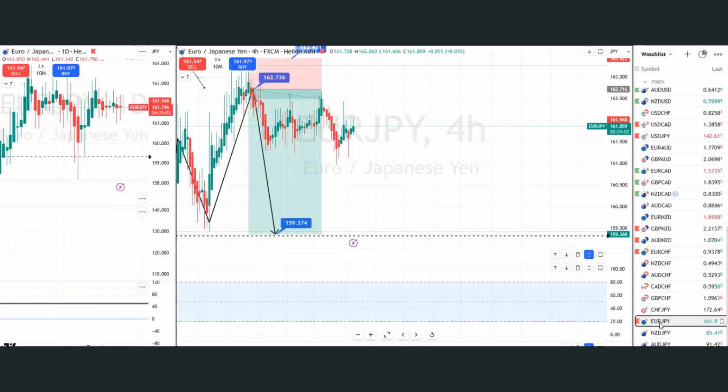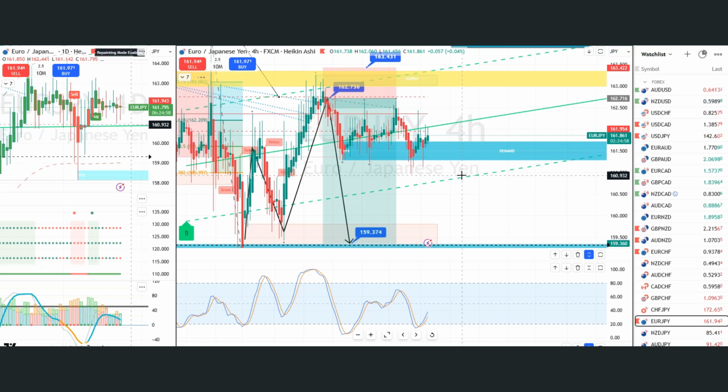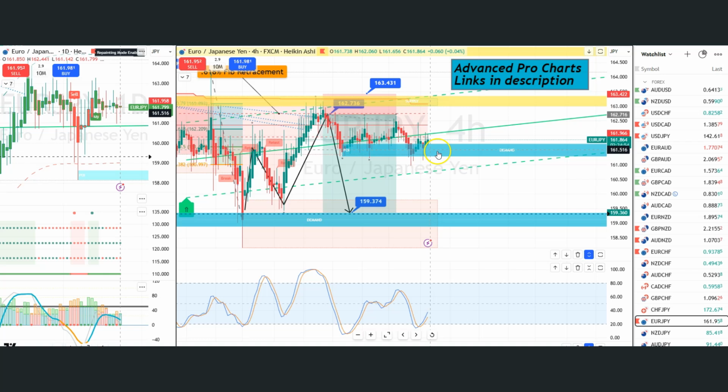Now Euro Yen is still valid, but the Yen futures is just not moving. So this is now mixed, to say the least. You can take it off if you wish. There are better trades we had. New Zealand Canadian, bit of a clue.